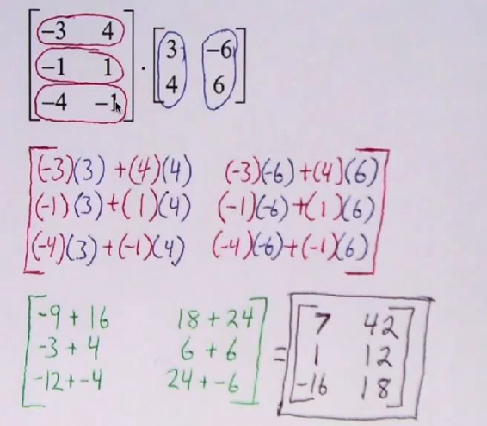If I want my bottom left value, you make -4 times 3, which is -12. And then you do -1 times 4, which is -4. Add those, you get -16. That's my bottom left value.